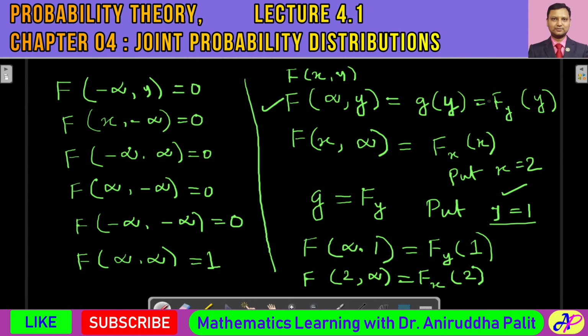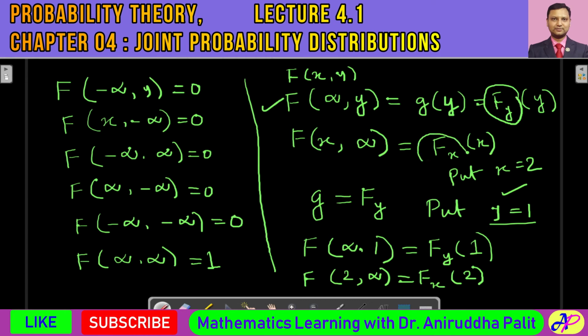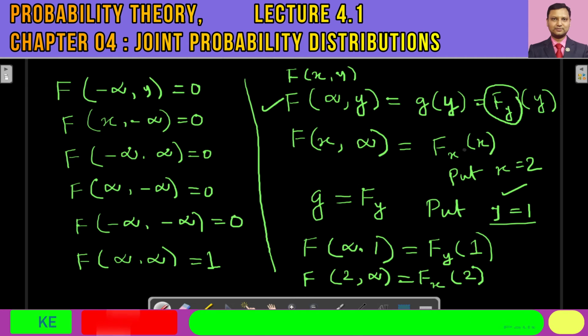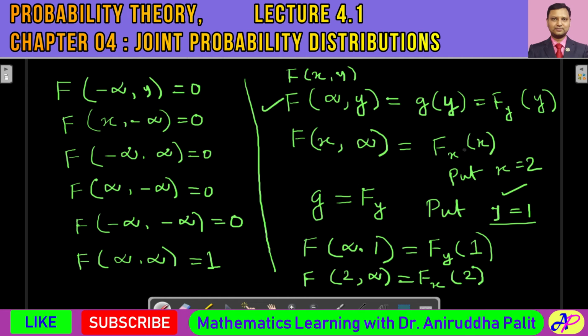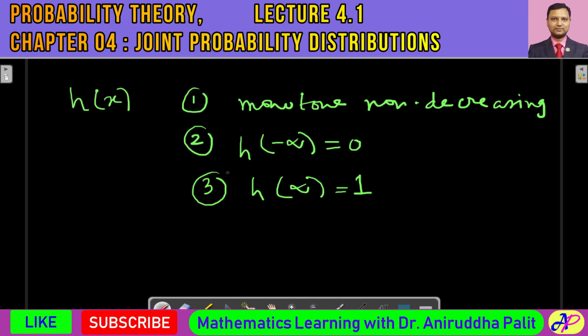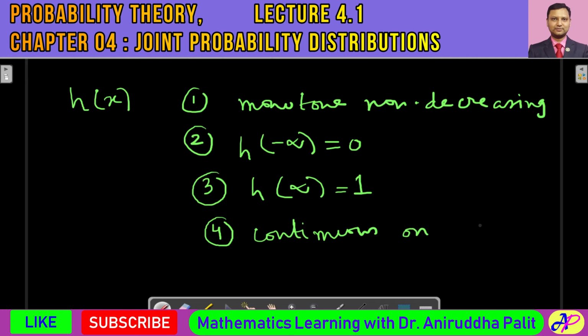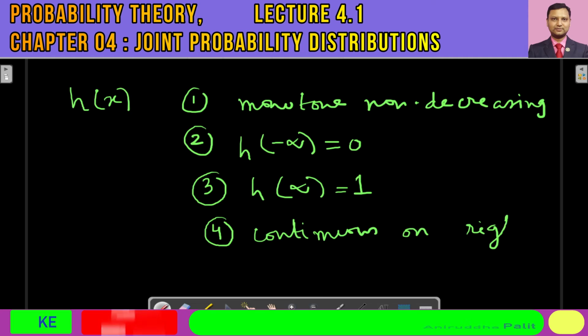You can check over here that both of these functions, f suffix y and f suffix x, are monotone non-decreasing. H of minus infinity is equal to 0, and they satisfy this kind of property. And one more property I forgot to mention: it is continuous on the right. It may have left discontinuity, but it is always right continuous.